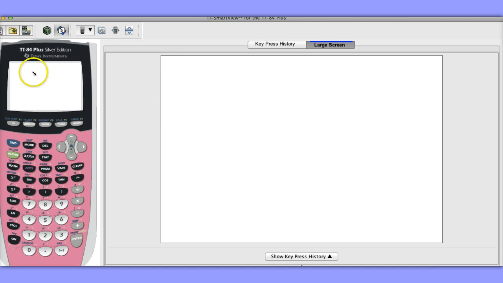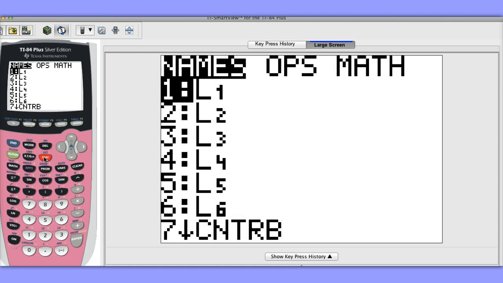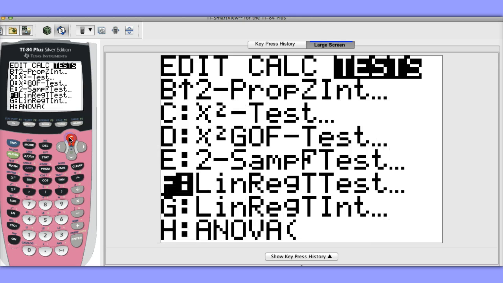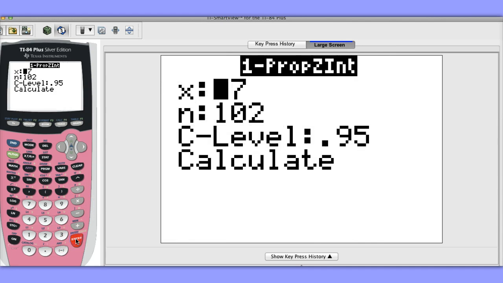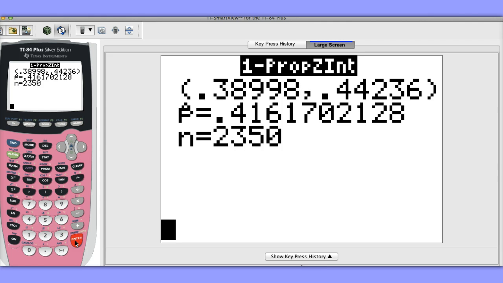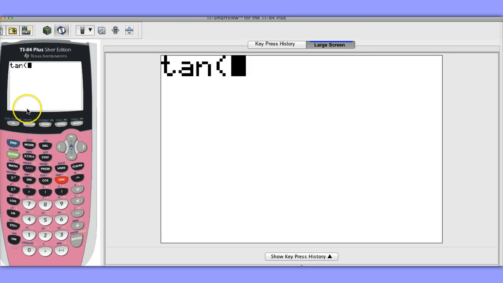We could also do this on our calculator under, well, not second stat, just stat, tests, one proportion z interval, option A, and the number of successes was 978, and the number of people in the random sample was 2,350, and we want our confidence level to be 99%, and we go down to calculate. So basically your calculator is just substituting the numbers into the formula and doing the calculations that you would have done otherwise.